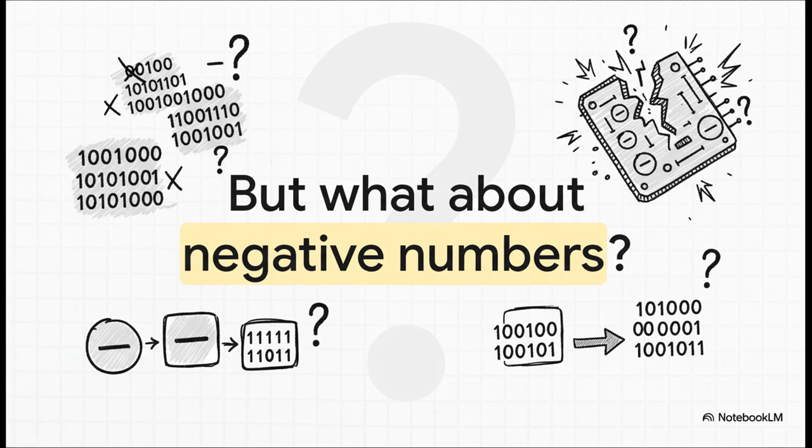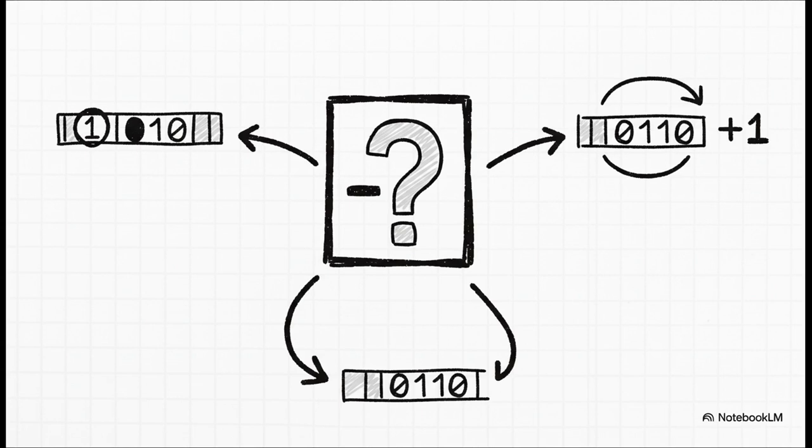Okay, so positive numbers are sorted. That's a huge step. But wait a minute, what about the other half of the number line? This was the next big headache for engineers. How in the world do you represent a negative number when all you have to work with are ones and zeros? It's not like you can just stick a minus sign in front of a bit. And it turns out there wasn't just one single answer. A few different ideas popped up, each one with its own really clever way of solving the problem. You can almost think of them as different dialects for trying to speak the word negative in the language of binary.